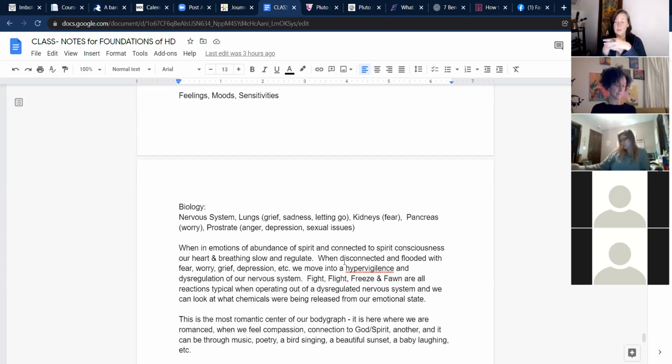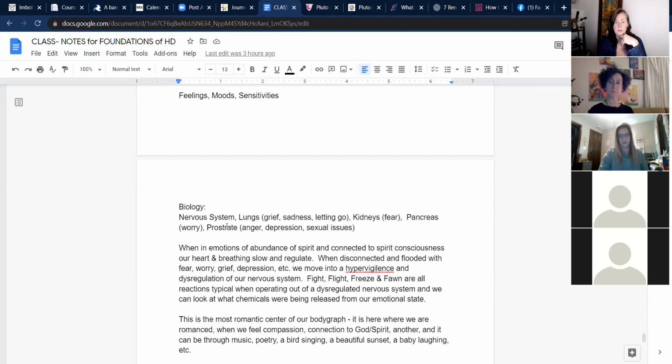The pancreas is worry, anxiety. Prostate: most often, men with prostate issues have unresolved anger, there's depression. There's a lot of sexual feelings of inadequacy, not feeling, for lack of a better word, like a man, and it can come through in these areas in the body.